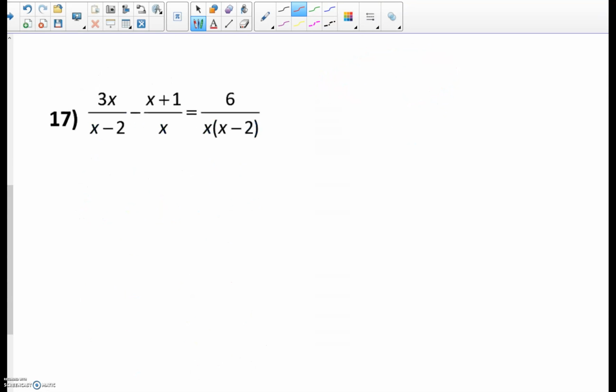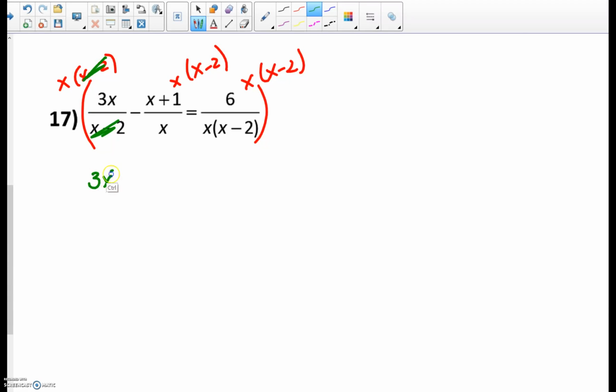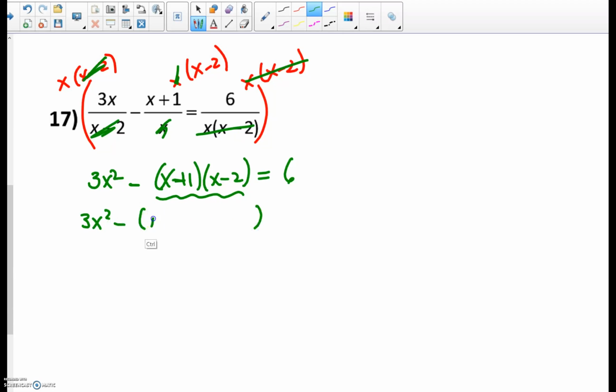So 17, we have a rational expression. So remember, what we want to do is get rid of our denominators and multiply by the common denominator, which is x and x minus 2. So distribute it through all the terms. And then here the x minus 2's cancel. So I get x times 3x, which is 3x squared. My x's cancel. So I have minus x plus 1 times x minus 2 is equal to, everything cancels, 6. I need to FOIL this out, so I have 3x squared, and I'm going to minus the whole answer. So x squared minus 2x plus x is minus x. Minus 2 is equal to 6. 3x squared minus x squared plus x plus 2 is 6.